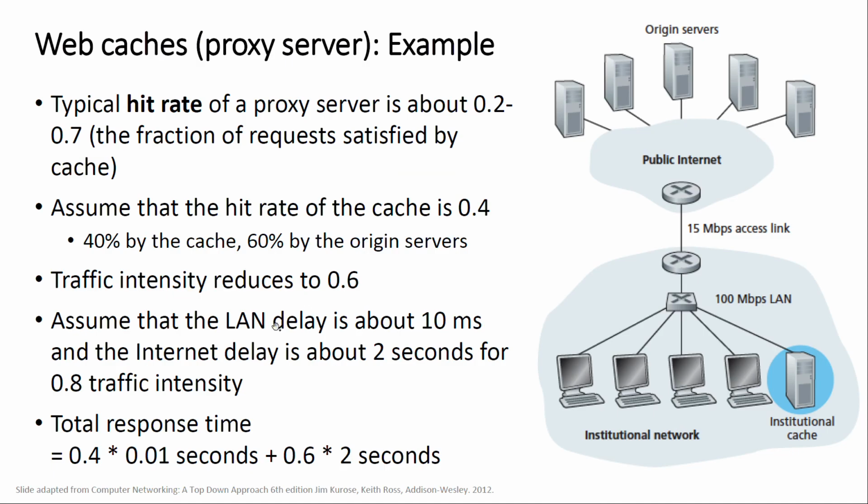Assume that the local area delay is about 10 milliseconds and the internet delay is about 2 seconds for 0.8 traffic intensity. In our case, this 0.8 actually should be 0.6. So the total response time is 0.4 times this many seconds plus 0.6 times 2 seconds. So this is your total response time.